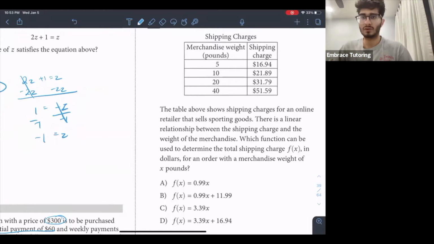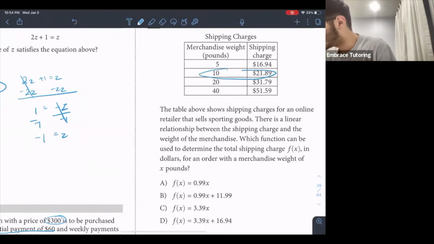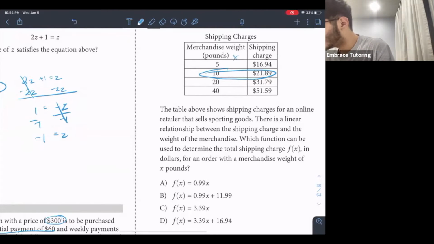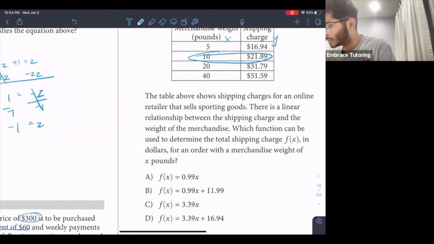The best way is to use the second or third point, or choose a point that is easiest to calculate without a calculator. In this case, we could use the 10 and the 21.89, because if you multiply something by 10, you just have to move the decimal point, with money or any type of number. So let's try the 10. We plug in, this would be the x value, this would be the y value. We can try 0.99 times 10. That gives you 9.9, which does not equal 21.89. We can get rid of it.